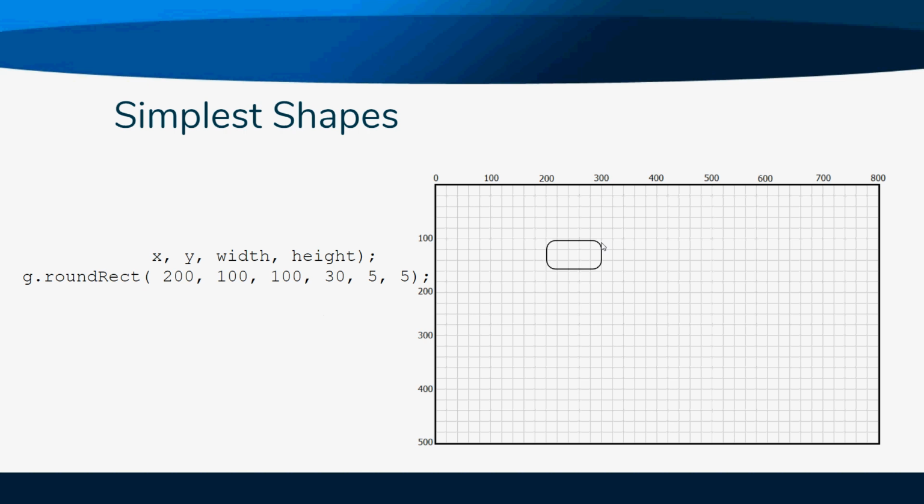You could also do a round rect. A round rect also has extra numbers in here. So you still have the x, y, width, and height, and then you have how much rounding on the x-axis and how much rounding on the y-axis.